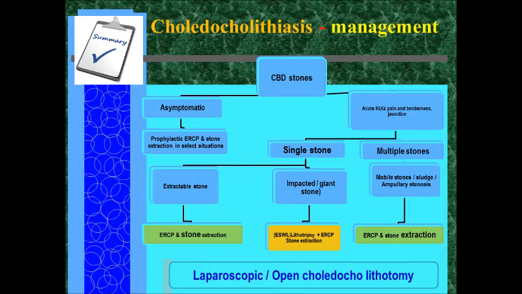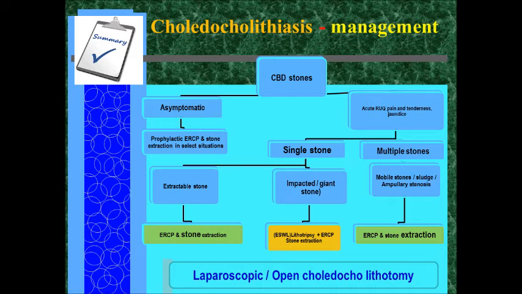When the CBD stones are asymptomatic, the dilemma comes as to what should be done. But prophylactic ERCP and stone extraction is done only in select situations. When the stones present in an acute fashion with acute right upper quadrant pain, with tenderness and jaundice, a single stone, if it is extractable, has to be extracted by an ERCP procedure. When the stone is impacted or large in size, it has to be broken down by lithotripsy and followed up with ERCP and stone extraction.